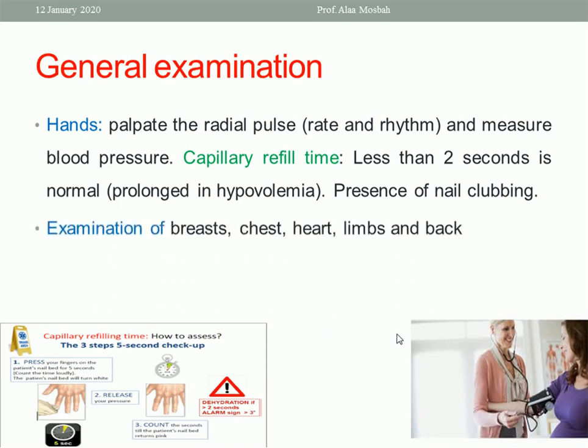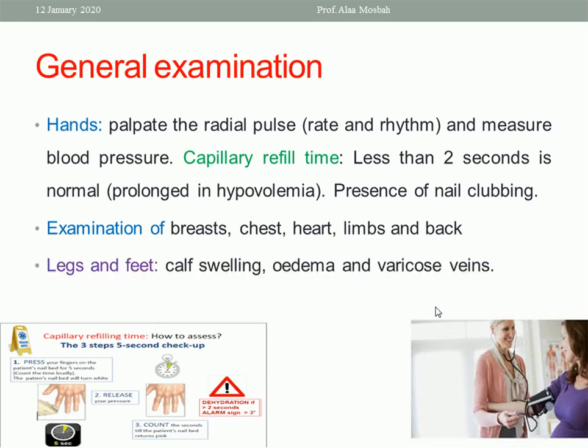Examine the breast, chest, heart, limbs, and the back for any abnormalities. Examine the legs and the feet for calf swelling, ankle edema, and varicose veins or deep venous thrombosis.